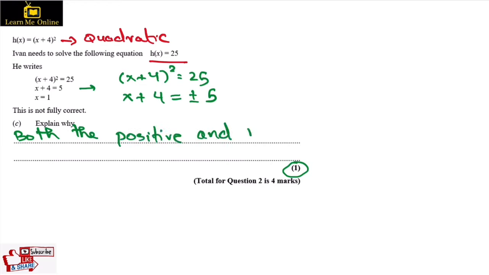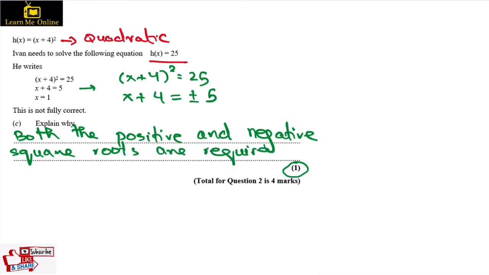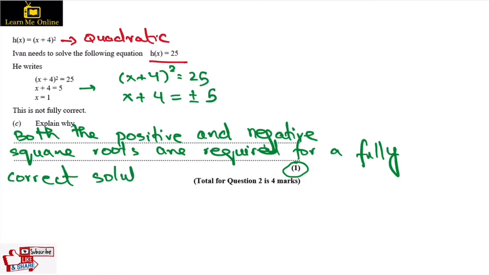This says that both the positive and negative square roots are required for a fully correct solution. So to have the fully correct solution, you need to have both the positive and the negative square roots. This is for 1 mark, so you have to write down the correct explanation to have that 1 mark.